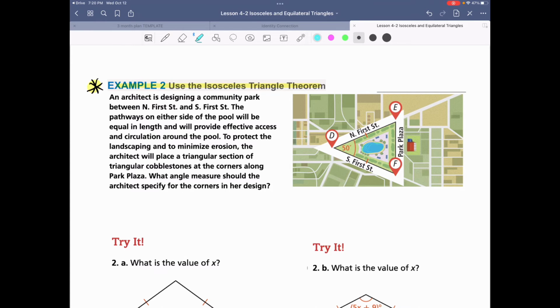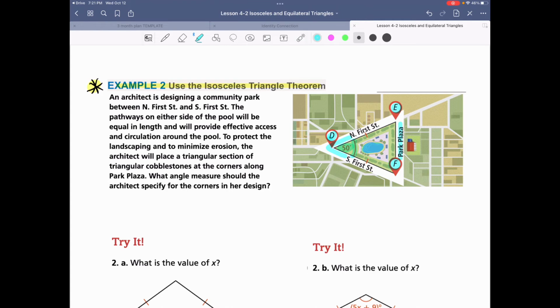To protect the landscaping and to minimize erosion, the architect will place a triangular section of cobblestones at the corners along Park Plaza. So here's Park Plaza, and we have these two angles of that triangle right here. What angle measure should the architect specify for the corners in her design? Well, they give us this angle right here that's 50. So that's angle D is 50.